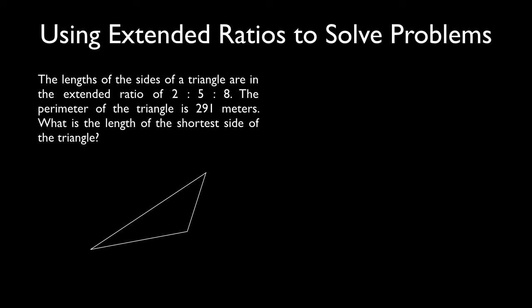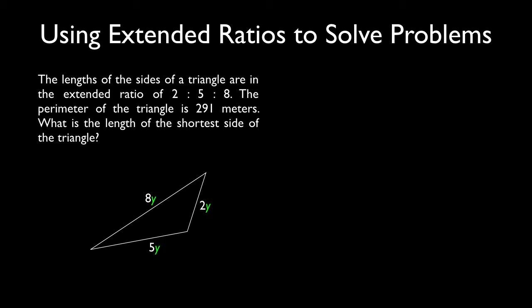Well, let's first of all look. This 2 to 5 to 8, they represent the lengths of the sides. So the 2 would be the short side, the 5 the medium side, the 8 the long side. And the perimeter is just adding all 3 sides together. But obviously 2 plus 5 plus 8 doesn't equal 291. That's because the ratio has been reduced, because we always reduce ratios when we write them. So that means that a number, say y, has been divided away from all 3 of these other numbers.